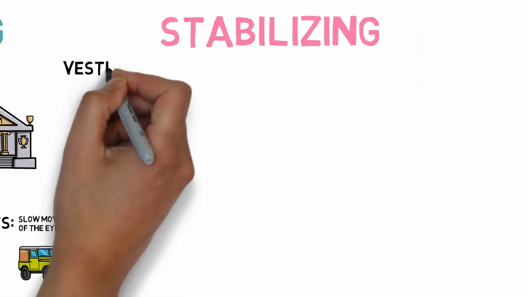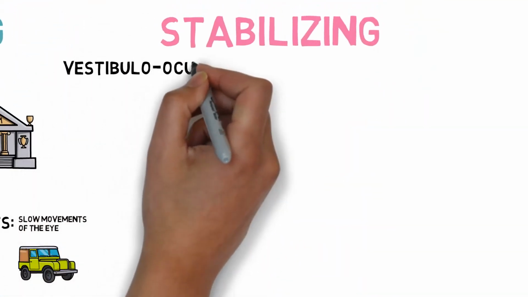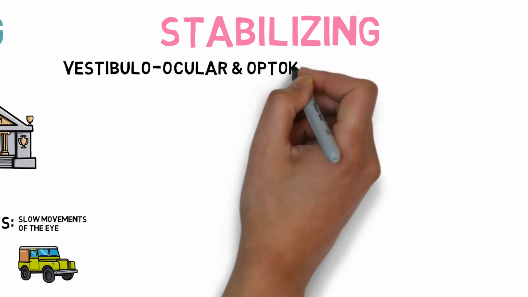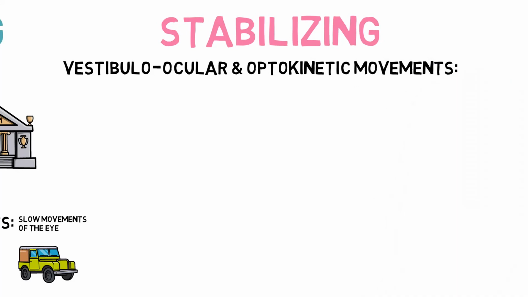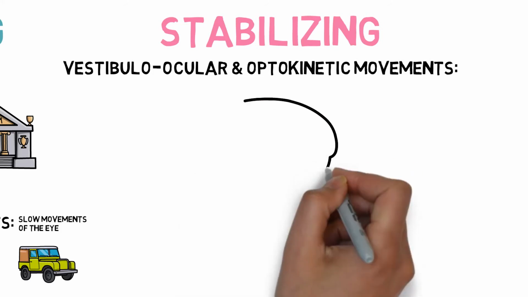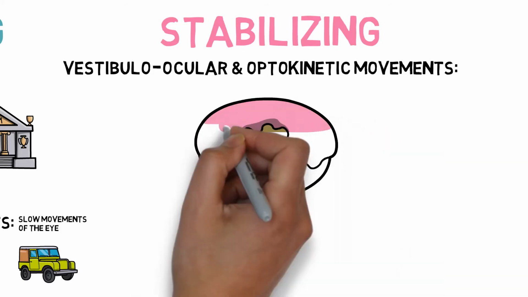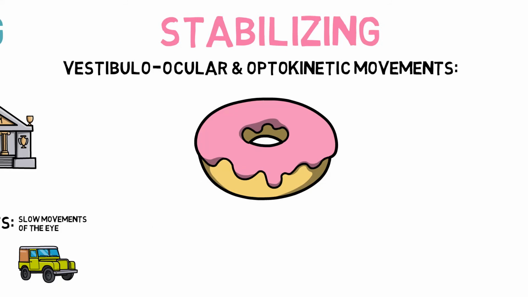Though shifting gazes help us track objects and bring them into focus, the stabilizing gazes are just as important and consist of vestibulo-ocular and optokinetic movements. These two systems work in conjunction to keep images on our retinas even when our heads are slightly moving. Focus on this donut. Now move your head all around. These movements are keeping your eyes stabilized on the donut even while your head is moving.